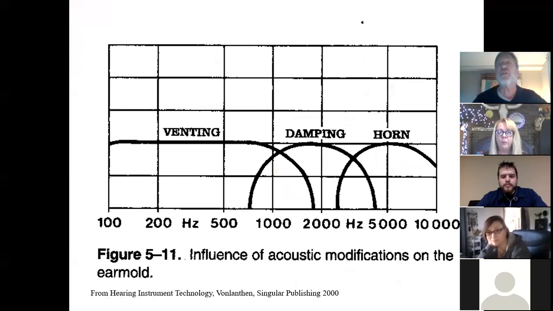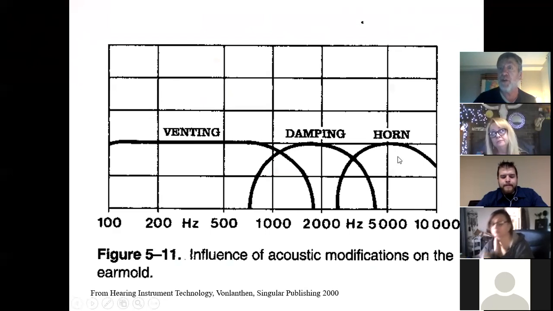The three types of acoustic modifications are often shown to be venting, damping, and horns. We don't use horns anymore because digital hearing aids are very good at amplifying the highs, so we don't have to rely on this acoustic modification. The thing you need to know about it is old tubing in BTEs tends to shrink and narrow. And when you've got it narrowed, you're going to lose some high frequencies. That's the essence of what you need to know about the horn, okay?